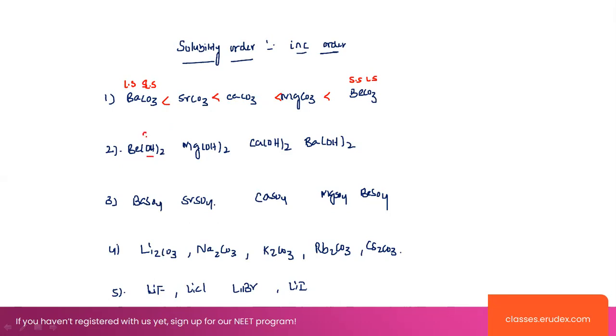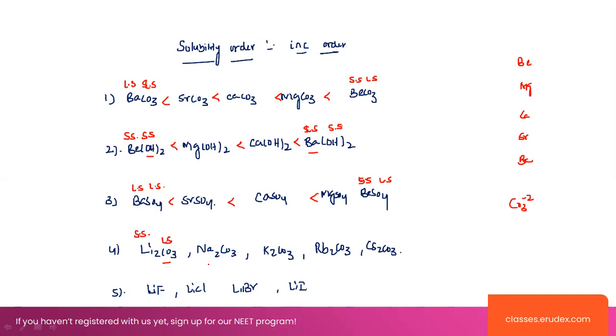Coming to the next one, in the case of hydroxides, this is small size, this is small size, whereas here it is large size and this is small size. So here it is also increasing order; solubility will be in increasing order. Coming to the sulfates, this will be large size, whereas beryllium is small size and this is large size. So the order will be like this, because we have beryllium, magnesium, calcium, strontium, barium, right? The carbonate ions are also large in size, so this is large size, small size.